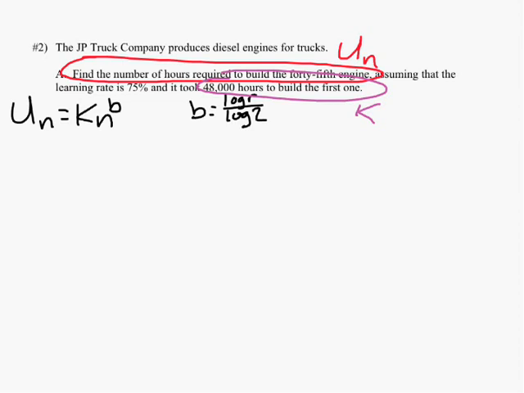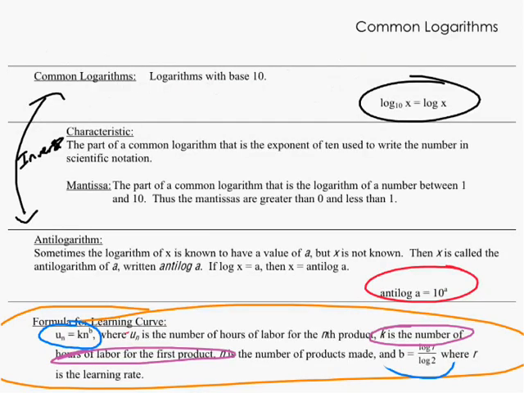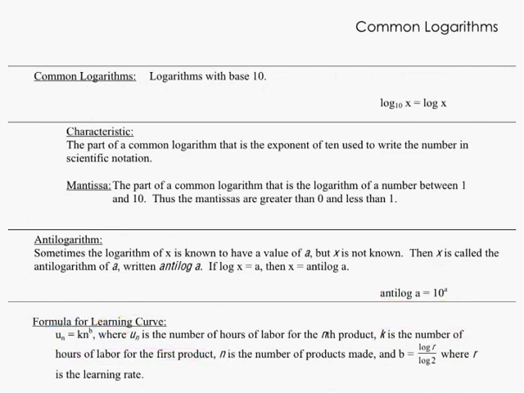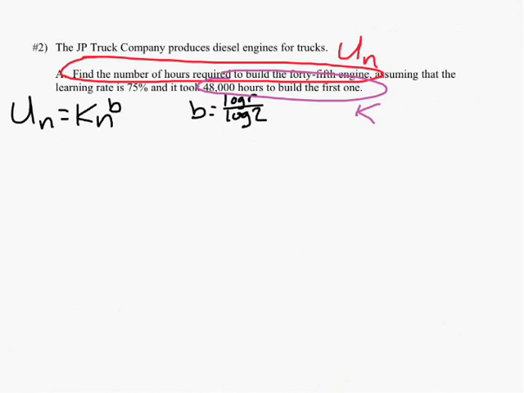One number left, 75%. Let's see what it says about that number on the first page. It says R is the learning rate. That's 75% for this problem, which we're going to write as a decimal, 0.75.